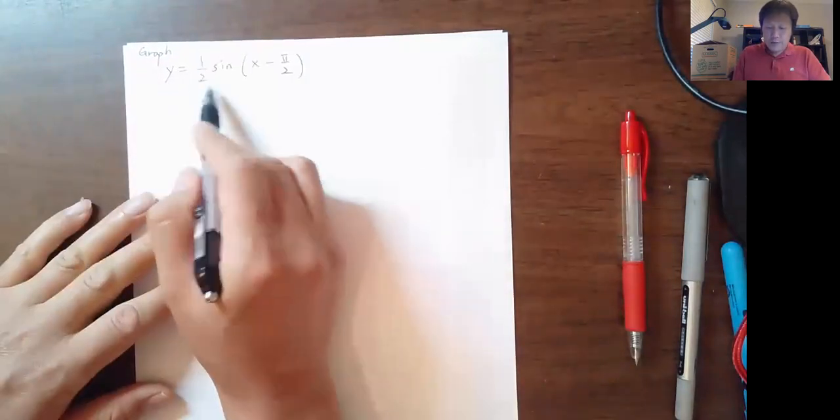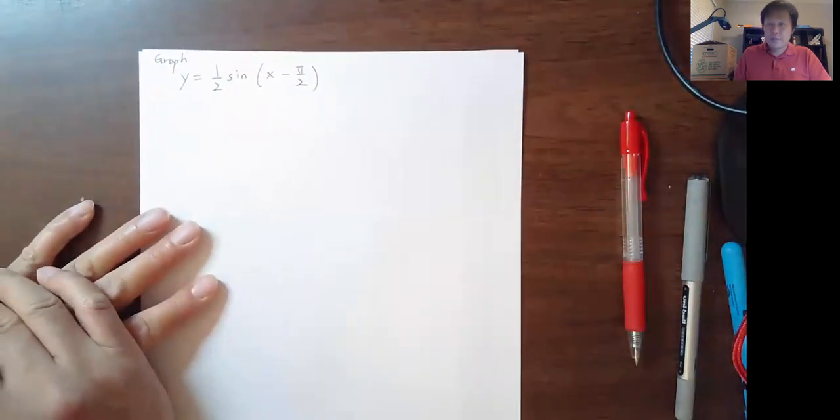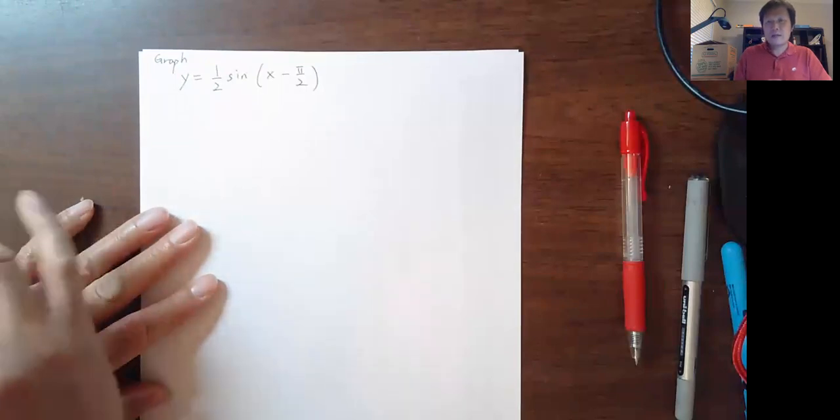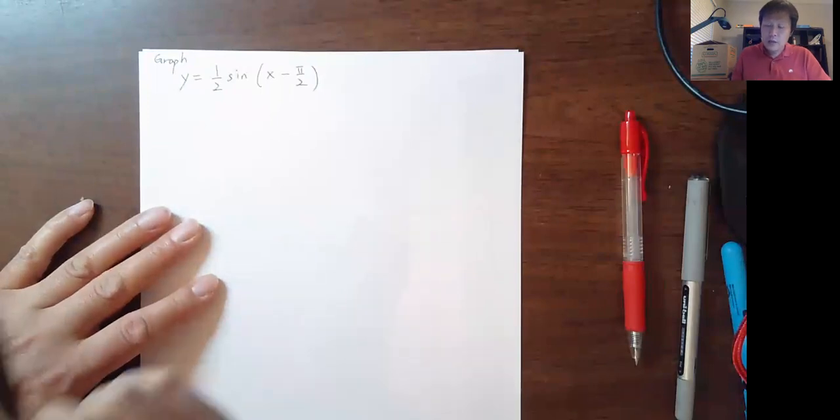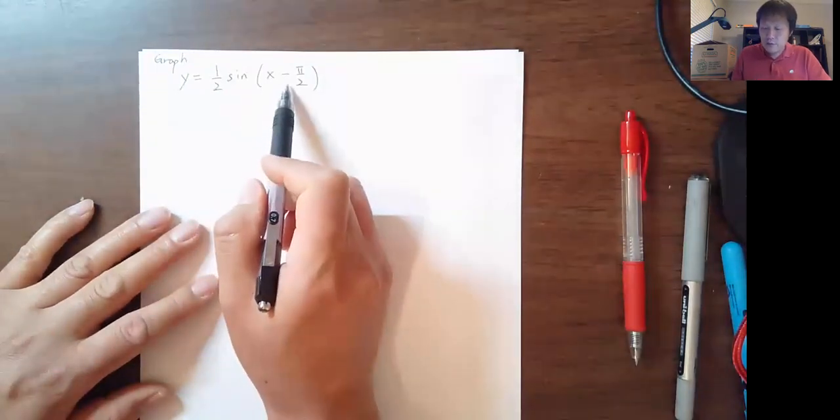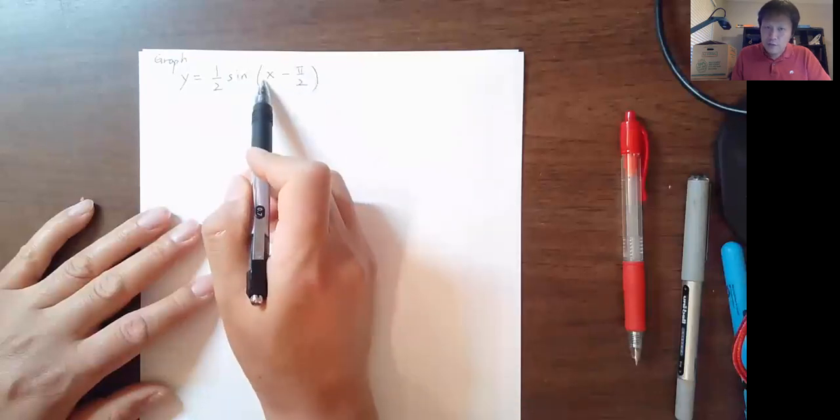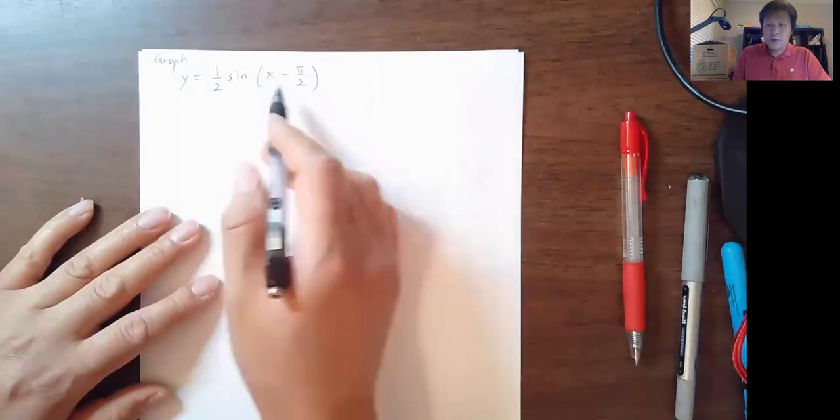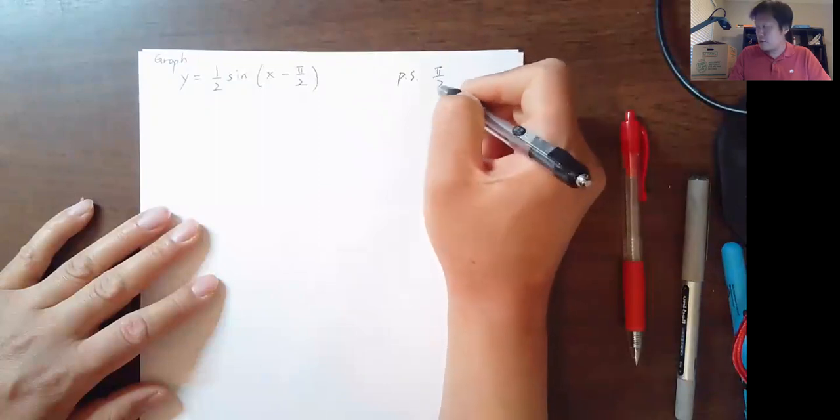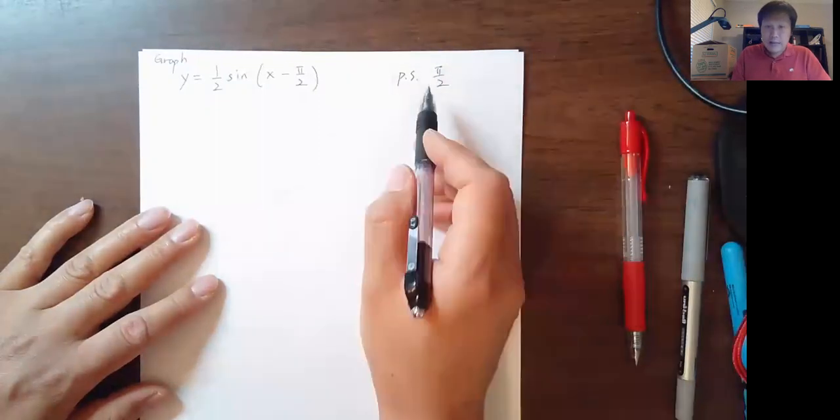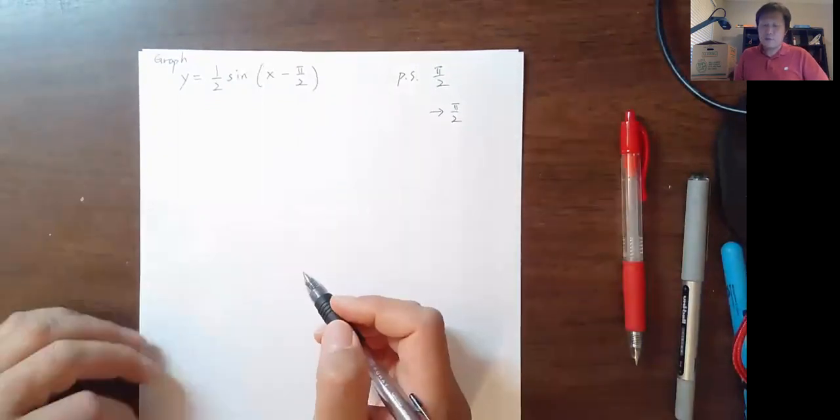Graph y equals 1/2 sine of (x minus pi/2). Well, this question is easier than the previous two questions I explained to you. Why? When you read the phase shift, you can just read it as pi over 2. Why? Look at the coefficient of x. It's 1, so there's no factoring. The phase shift, you can just read as positive pi over 2, which is the same as moving right by pi over 2. That's the phase shift.